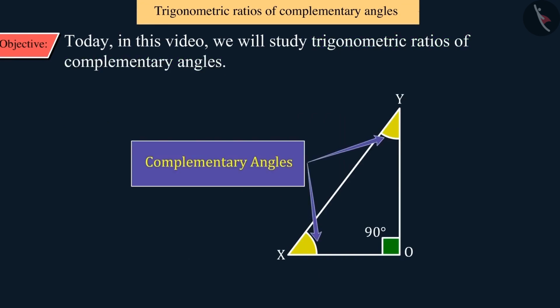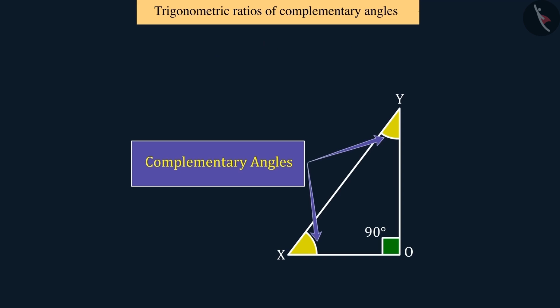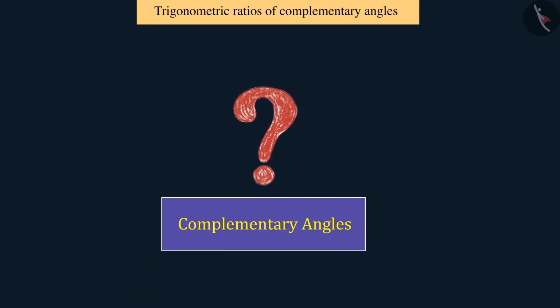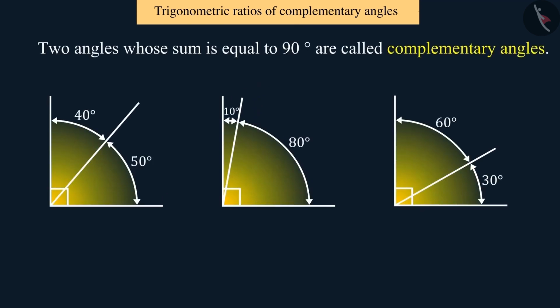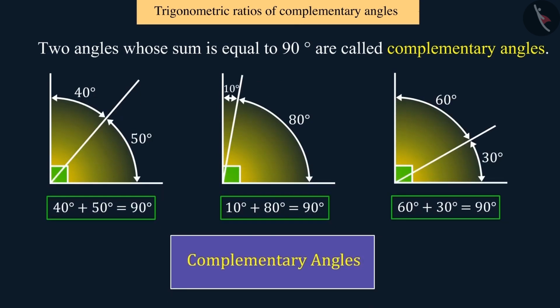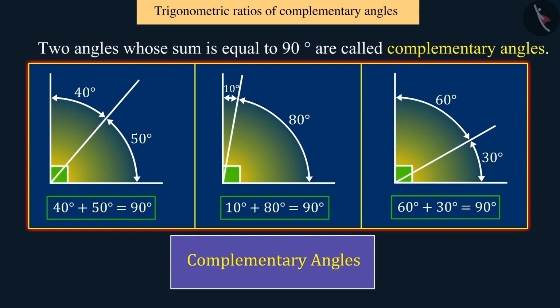Today, in this video, we will study trigonometric ratios of complementary angles. Let's have a general discussion. Can you tell what is the meaning of complementary angles? Perfect. Any two angles whose sum is equal to 90 degrees are called complementary angles, which we can understand with these examples.